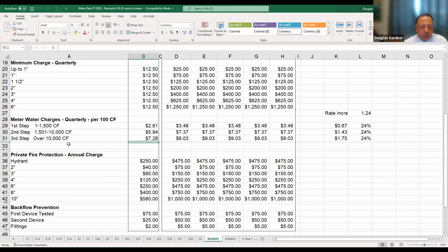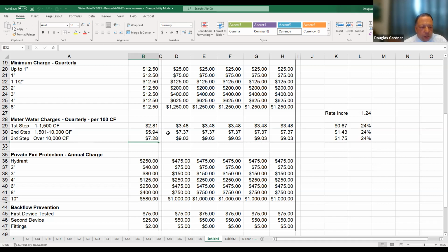So every customer, let's say somebody uses 20,000 cubic feet a quarter. Their first 1,500 cubic feet will be at $2.81. Their next 8,500 cubic feet will be at $5.94. And then their last 10,000 cubic feet will be at $7.28. You don't skip steps. You climb the steps. So if your consumption is strictly in the third step, you're still paying the first rate on 1,500 of your consumption, 8,500 at the middle rate, and then everything else is at the highest rate.